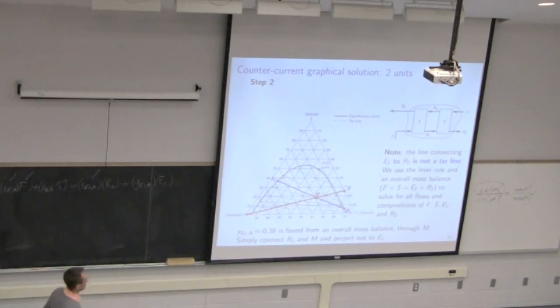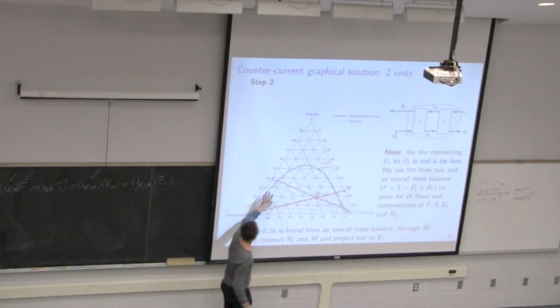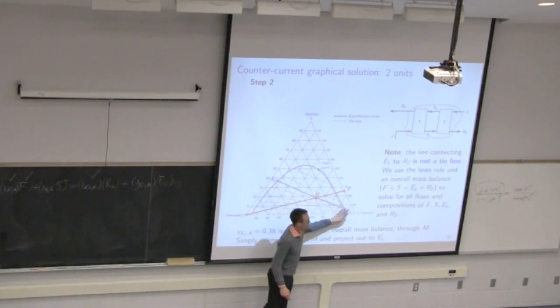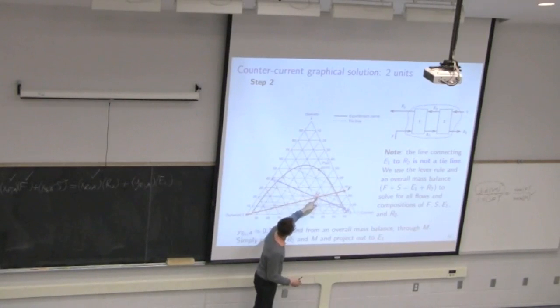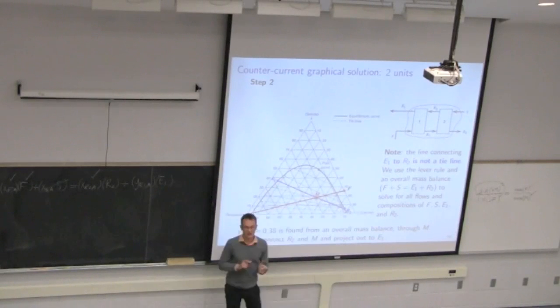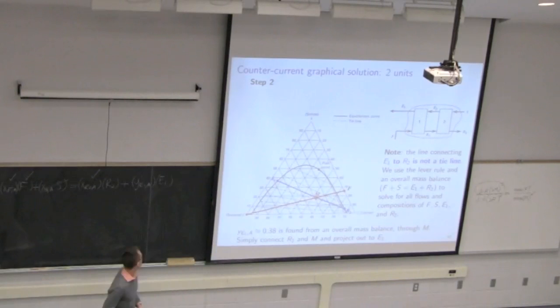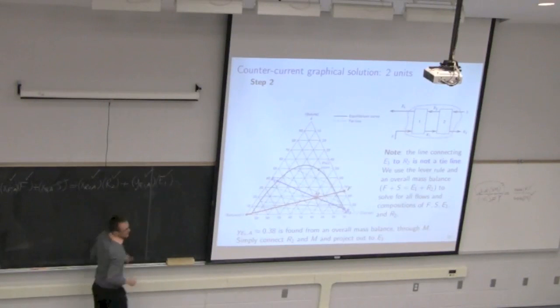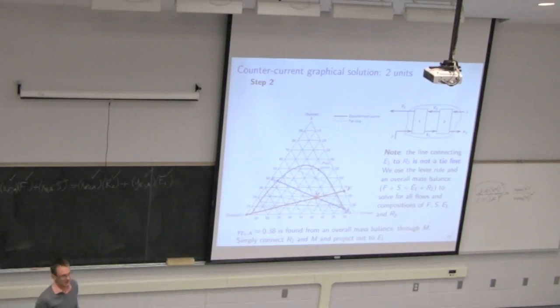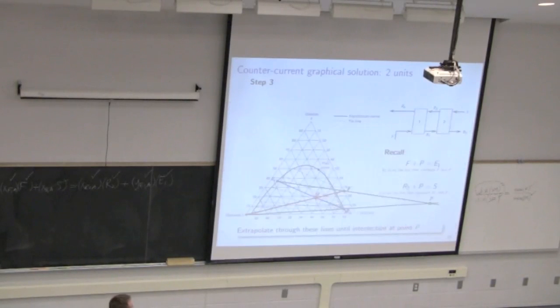And then I can go find my flows of E1 and R1, the masses leaving E1 and R1, using the lever rule. So I can measure on my diagram this distance E1 to M, M to R2, and I can find those mass flows. So I can find this flow, that composition, and I can solve for that solvent balance. So everything else can be done with the lever rule. But I still haven't figured out how many stages I need. Okay, so now we're going to take a look at that.